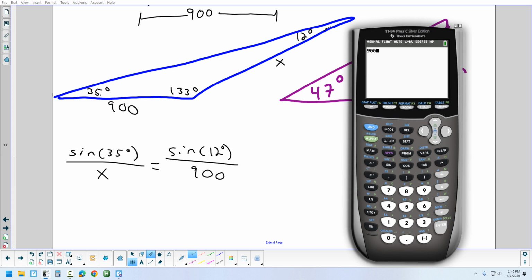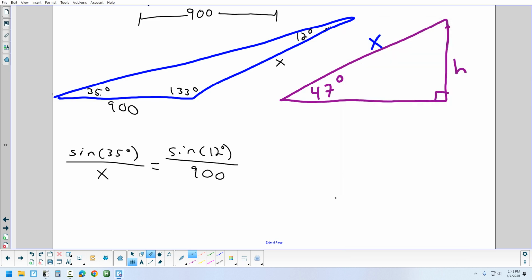900 sine 35 divided by sine 12. So x is 2,482.88. So that's the side. Now we can do side angle. Now we know that side, which is the same as that side. Now you have enough information, you can find the height.